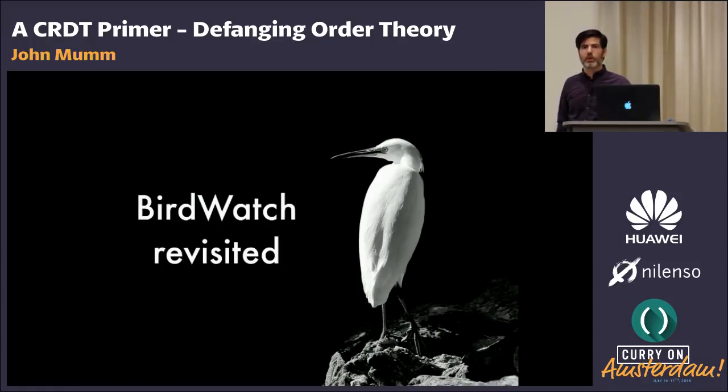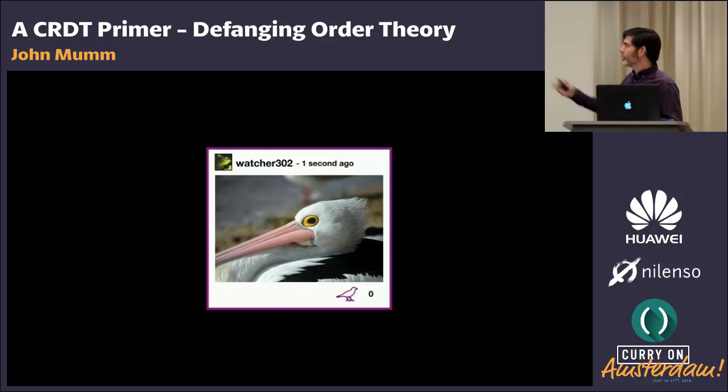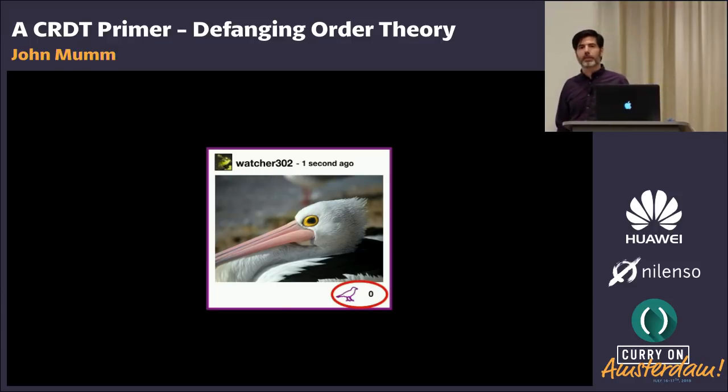And so this brings us back to our birdwatch application. So remember last time when we were trying to answer queries, we had to coordinate. This was a slow and complex process, and we thought, well, we don't really need this. So let's try to re-implement this using CRDTs. Imagine now that I have this example. So imagine that our intrepid user Watcher302 has posted this delightful image of a pelican. And it's only been 1 second, so right now there's 0 engagements, right?